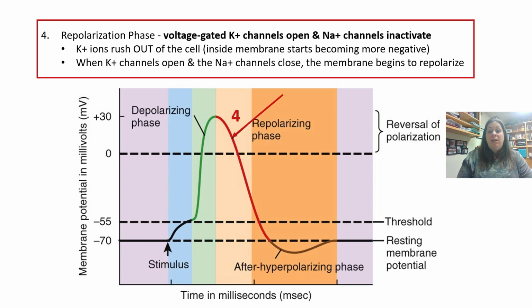Step 4 is the repolarization phase. This is when voltage-gated potassium channels are going to open. Now, potassium is also positive, but in this case, instead of moving into the cell, these potassiums are going to rush out of the cell. So more positives are going to leave, which allows the cell to reset. When these potassium channels open, the sodium ones will close, and the membrane starts to repolarize. It starts to reset back down to that negative 70.